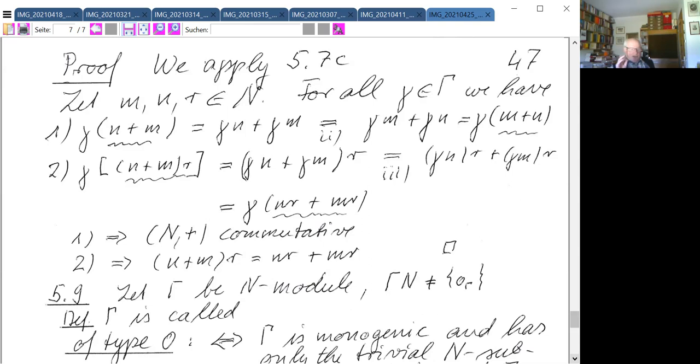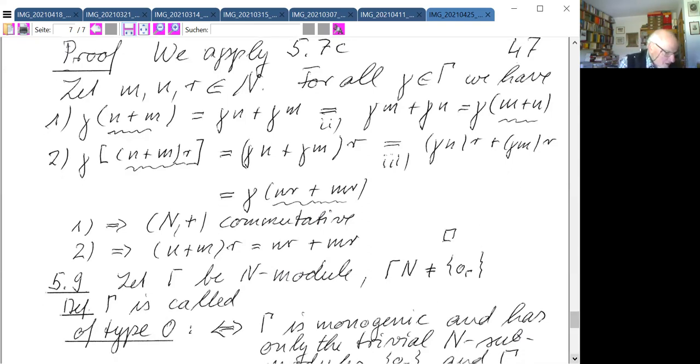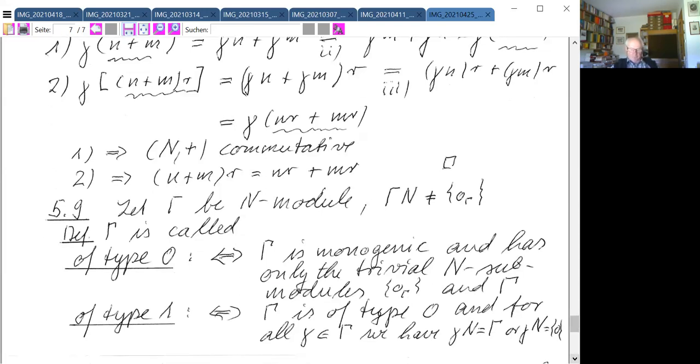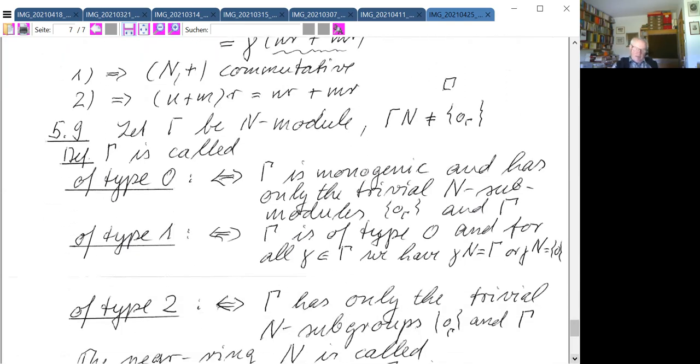Since we have to distinguish carefully between N submodules and N subgroups, it turned out to be advisable to distinguish certain situations, and this is done by distinguishing certain types of N modules. Not... you could define gamma times M to be 0, then that's not interesting. We have to avoid this.